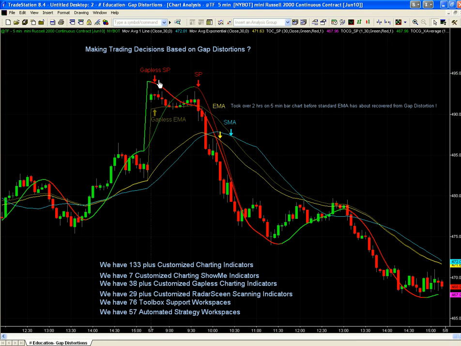And unless you have gapless versions of those indicators, you're not trading the pre and post market of this stock market, in this case the E-mini Russell. If you're trading the normal hours, then that information is worthless and it just gives you distortions that you're making decisions on.